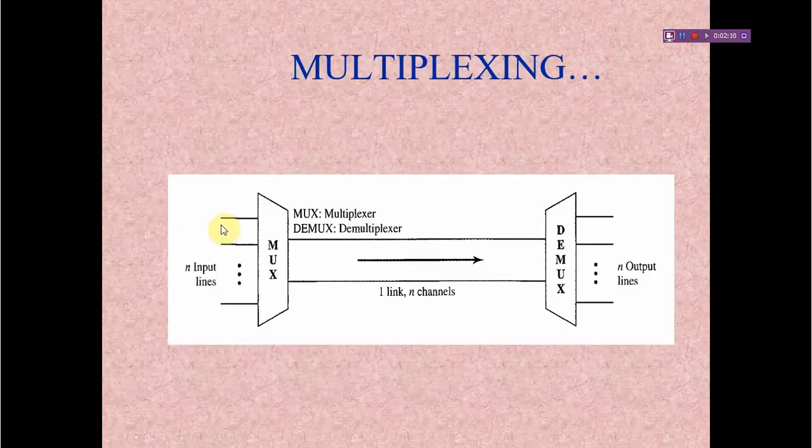So this is the figure. N input lines are combined using MUX, the multiplexer, and generate a single signal that travels in the single link. And at the receiver end, it uses another device that is known as demultiplexer or demux that separates the single signal into its n component signals at the output end.